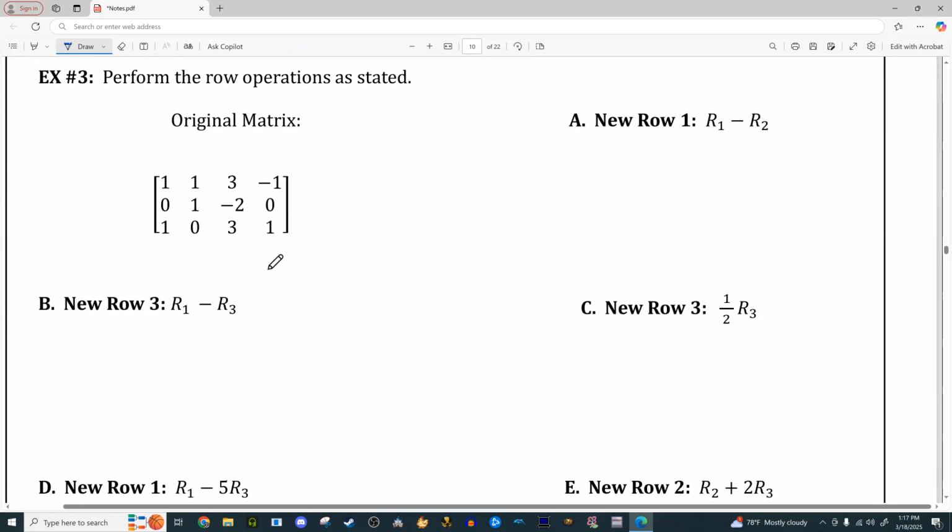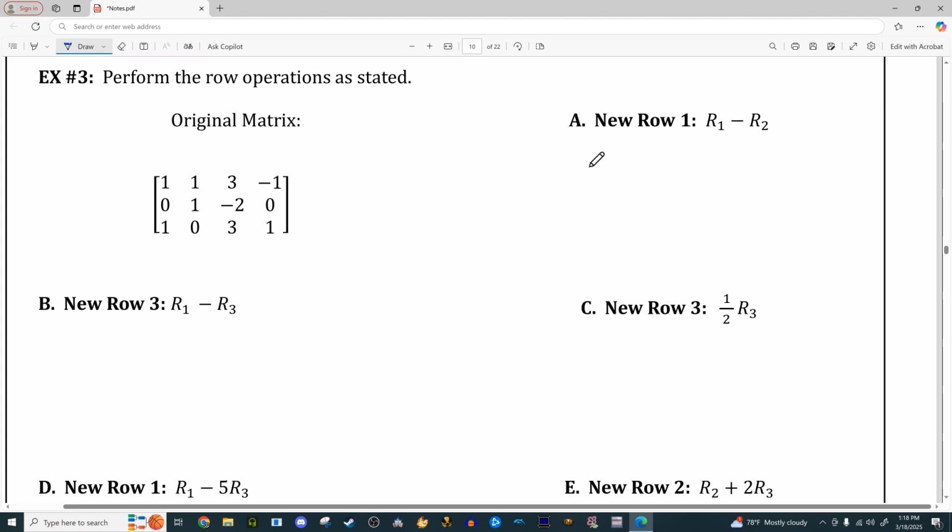And I want to show you what we can do. So I'm giving you the steps for this one. You will learn how to make these steps on your own, but for now, I'm going to show you these steps, and I'm going to do them very, very carefully. So letter A, I'm going to make a new row 1 by doing row 1 minus row 2. So here's what I mean by this.